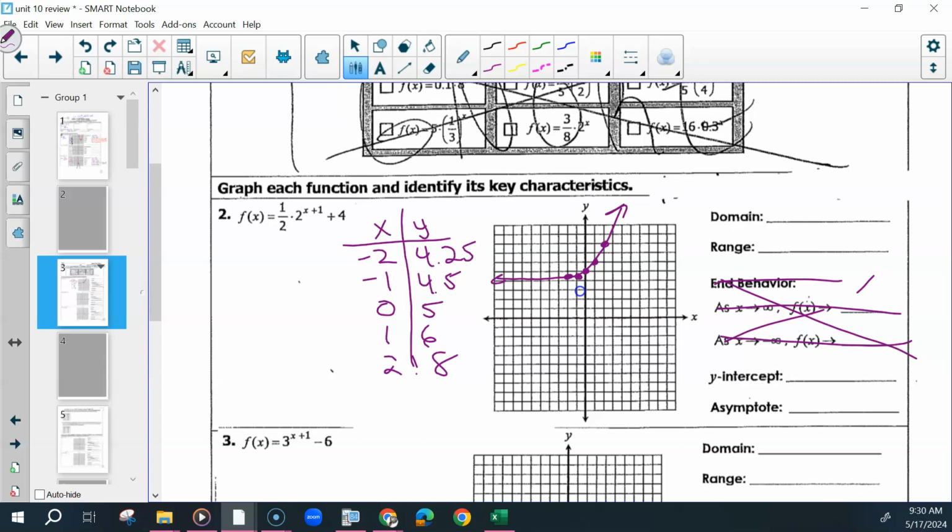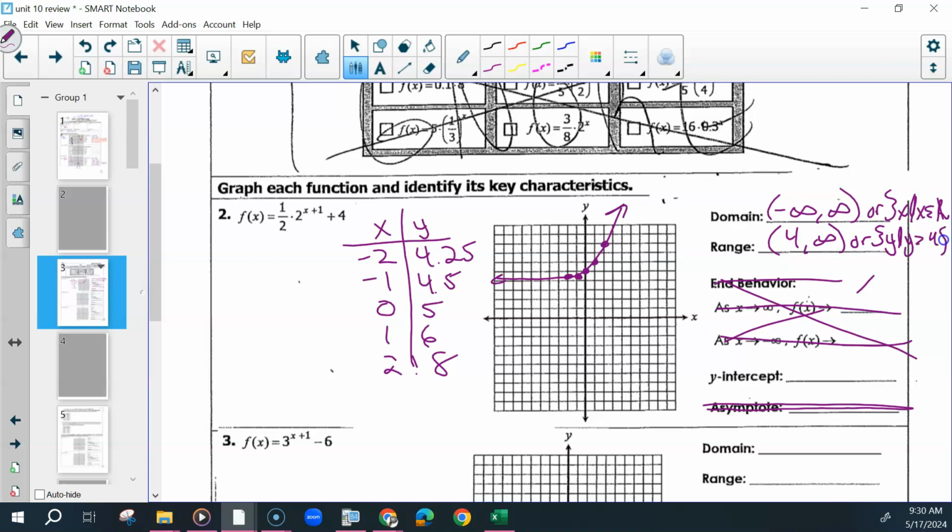Domain left to right, it keeps going in both directions, so all reals. The range, where would that start? It keeps going up to infinity. Starts at 4. So the highest point is at 4. But it doesn't actually touch 4, so that should be parentheses. Or everything greater than 4.